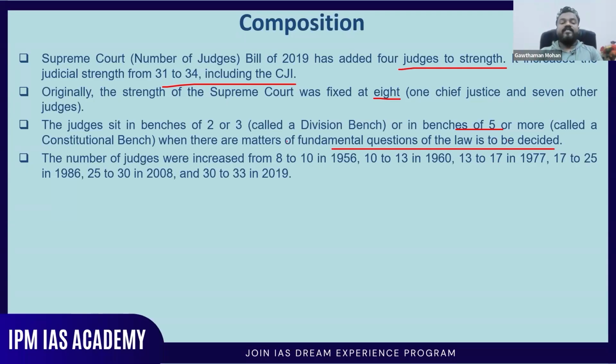Okay. The number of judges were increased from 8 to 10 in 1956, 10 to 13 in 1960, 13 to 17 in 1977, and 17 to 25 in 1986, and 25 to 30 in 2008, and 30 to 33 in 2014. Okay. 2019. Okay, it's very important to understand these dates. Not necessary that you need to learn this information by heart, but just have an understanding regarding the changes or the evolution of the number of judges in the Supreme Court.